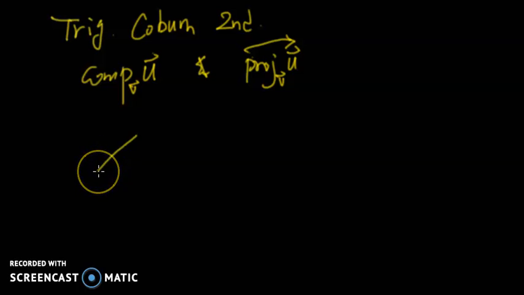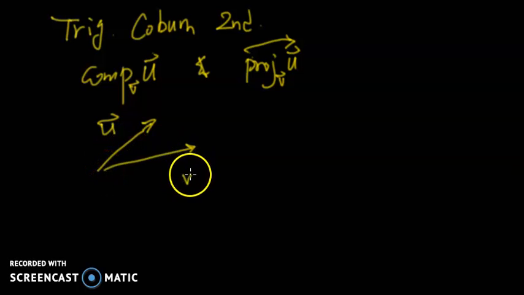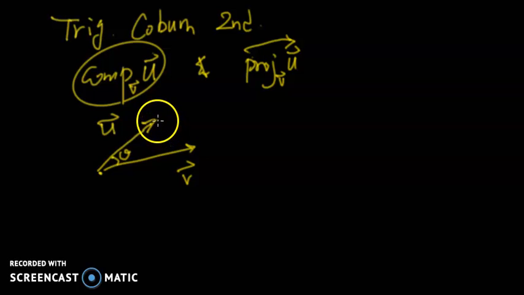Okay, we have U vector and another vector, V vector. So angle is formed between two vectors from vertex. So components of U vector along V vector. So terminal point of U vector drop down perpendicularly to the V vector.